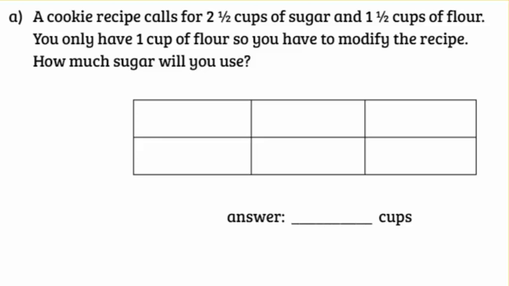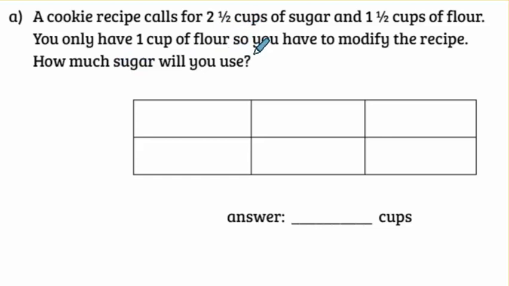Let's read this problem carefully. It says a cookie recipe calls for 2.5 cups of sugar and 1.5 cups of flour, but you only have 1 cup of flour. So you have to modify the recipe. How much sugar will you use?